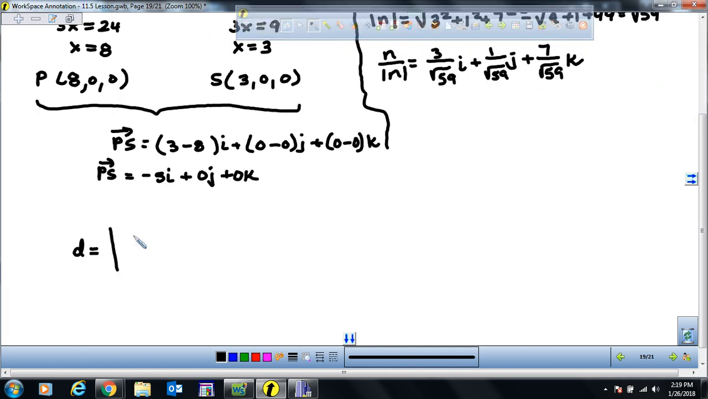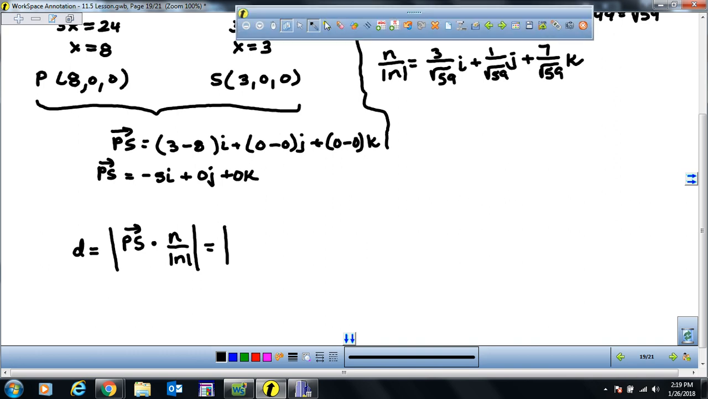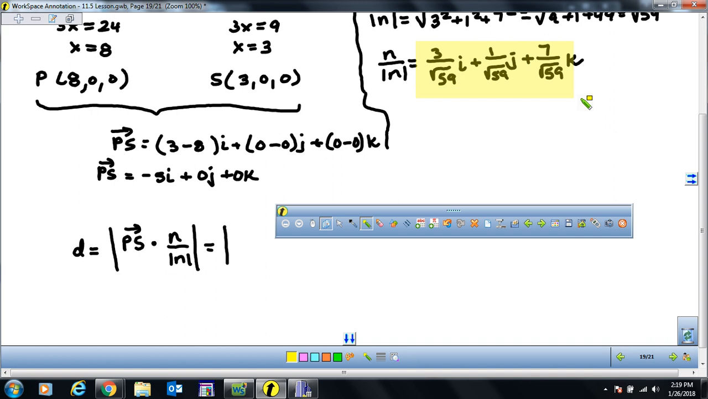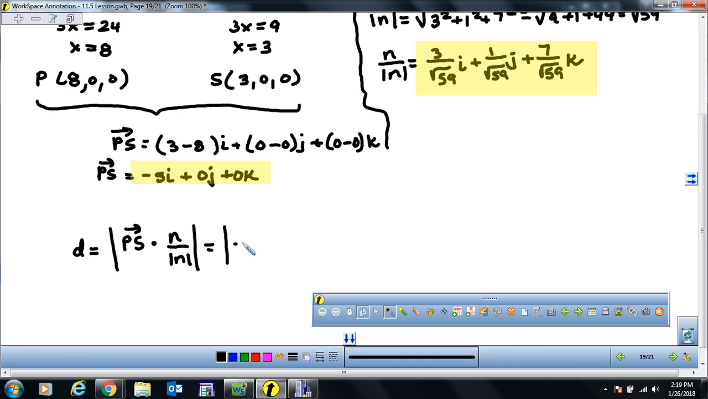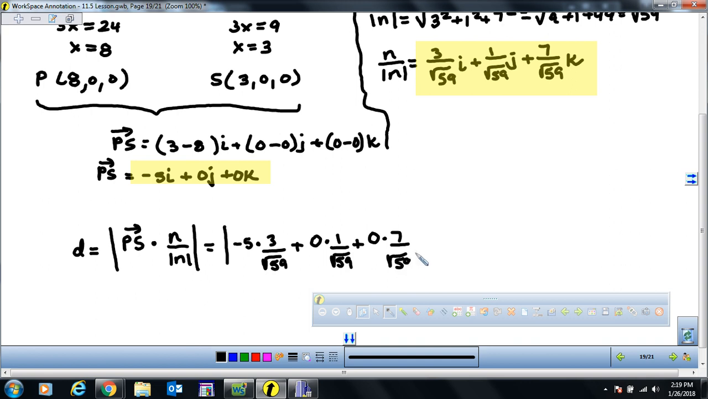And the distance is the magnitude of the dot product of the vector PS with the unit normal vector in the direction of n. So we're going to multiply the components of these two. We already have both of them. This is the normal vector in the direction of n. This is my vector PS. So multiply the components and add them. That would be negative 5 times 3 over the square root of 59, plus 0 times 1 over the square root of 59, and then plus 0 times 7 over the square root of 59.